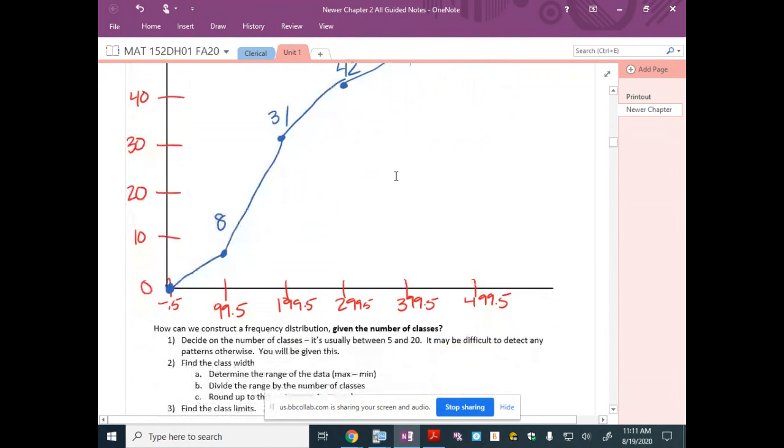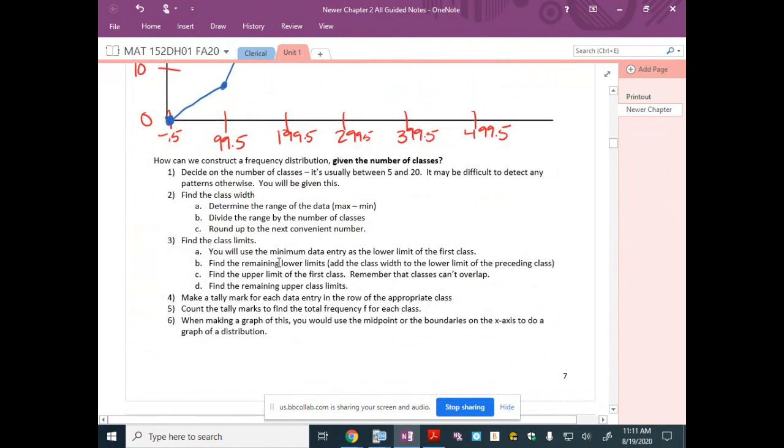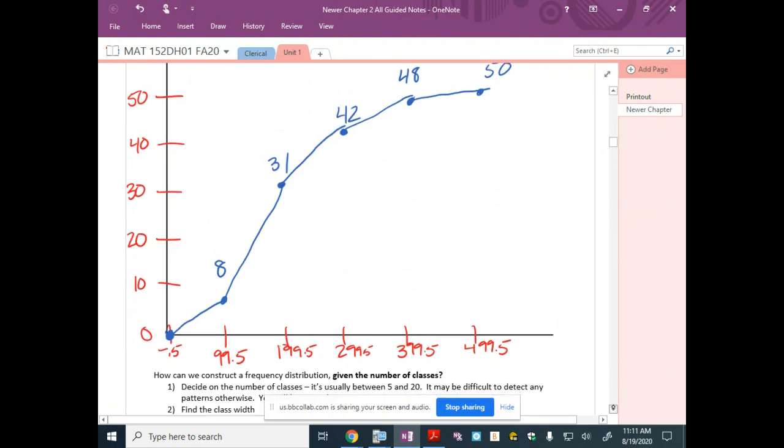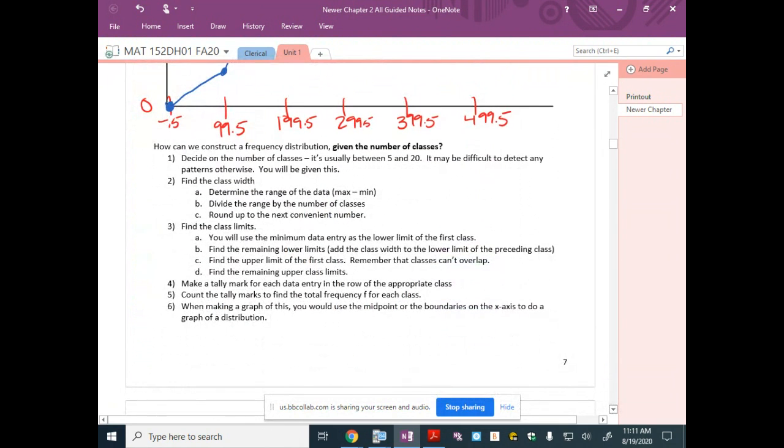All right. Now, let me jump back up there. Any other questions about all this before we go on to the other method, so to speak? All right. How can we construct a frequency distribution given the number of classes?